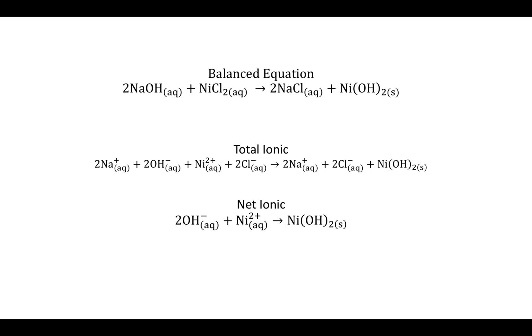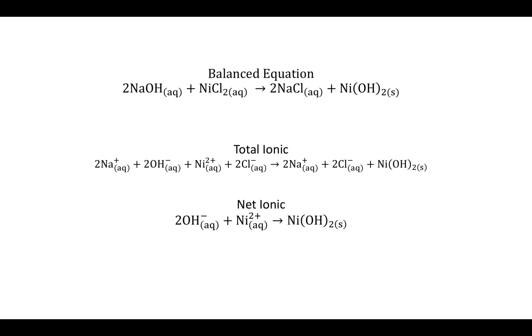To investigate this equation further, we'll look at the total and net ionic equations. In the total ionic, we can see that the sodium hydroxide dissociates completely due to it being a strong base. The nickel 2 chloride and the sodium chloride both dissociate completely as well because, save a few exceptions, chloride anions cause the compound to dissociate completely. Nickel 2 hydroxide, however, does not dissociate and remains in its solid form. It is not soluble due to the hydroxide anion.